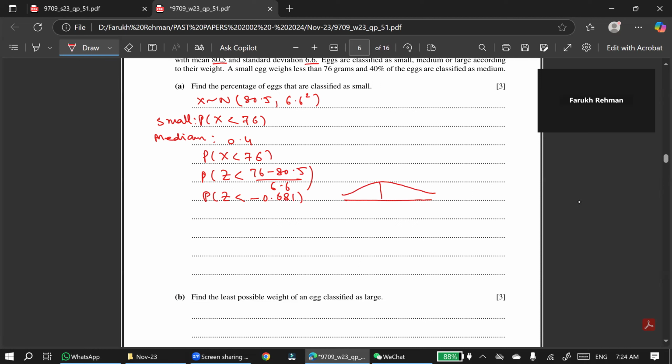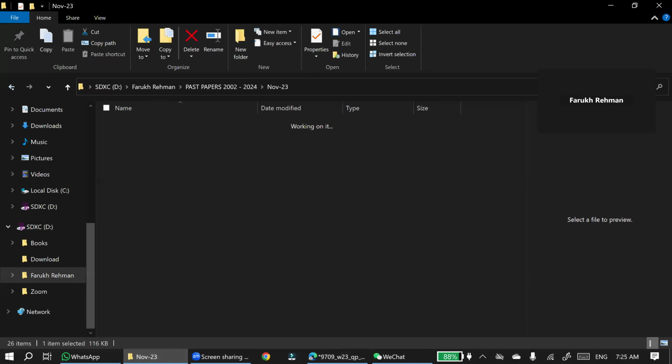Draw the normal distribution curve. 0.681. This one is the required area. I will flip this diagram because I cannot see the negative numbers in the table. Now I want to find out this area. This area is 1 minus phi of 0.681. What's the value for phi of 0.681?